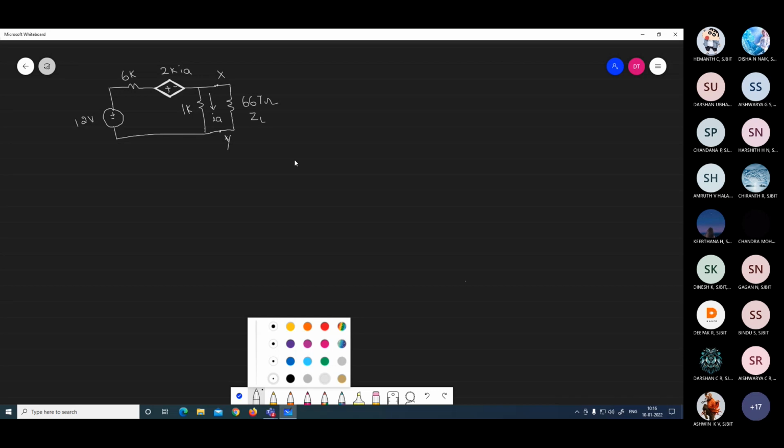Next, a similar problem he asked, but the resistance value is different. Instead of 667 ohm here, they have given 67 ohm, same problem. Everything else is the same. Instead of 667 they have given 67 ohm, the remaining procedure is the same, only the calculation differs.